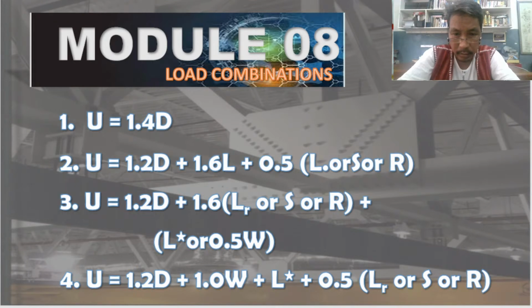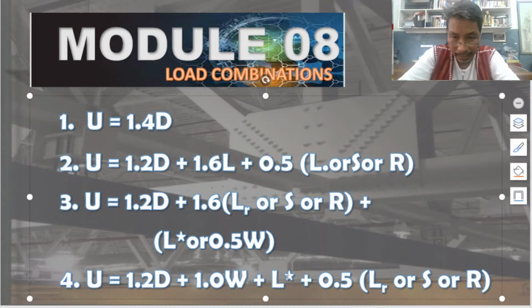Again, we would like to confirm. Live load plus 0.2 snow load. So equation number 4, let us confirm equation number 4. That is 0.5 roof load, roof live load, or rain load. So this is correct, but there is an explanation. There is an asterisk.